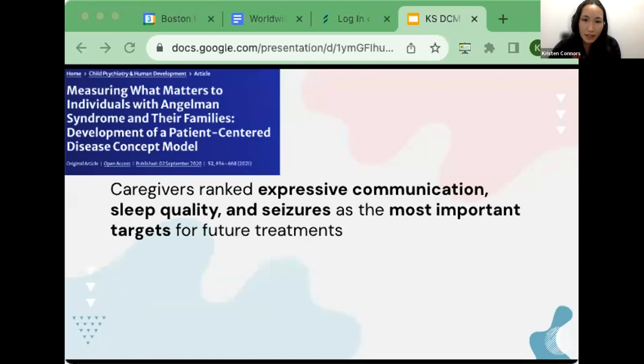And so overall in this study, caregivers named expressive communication, sleep, and seizures as what would be the most important targets for future treatments to improve their quality of life. And this information is well represented, well reflected in the DCM.